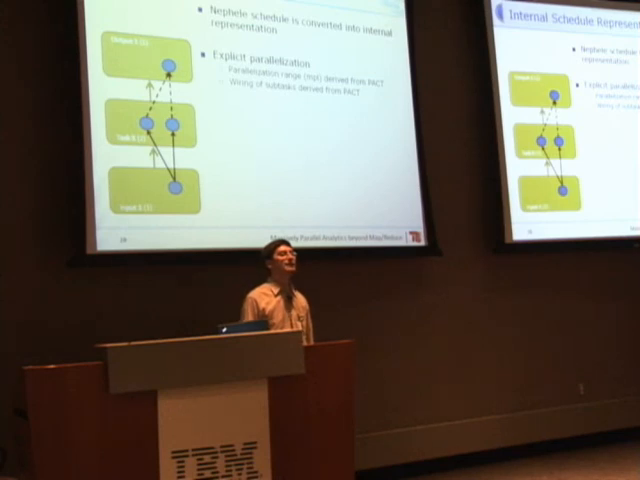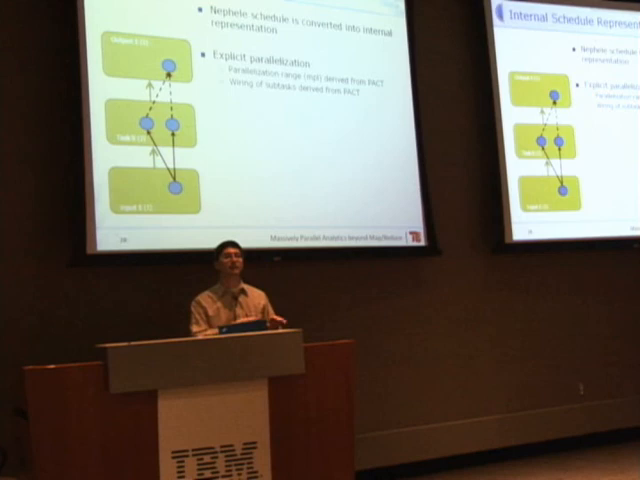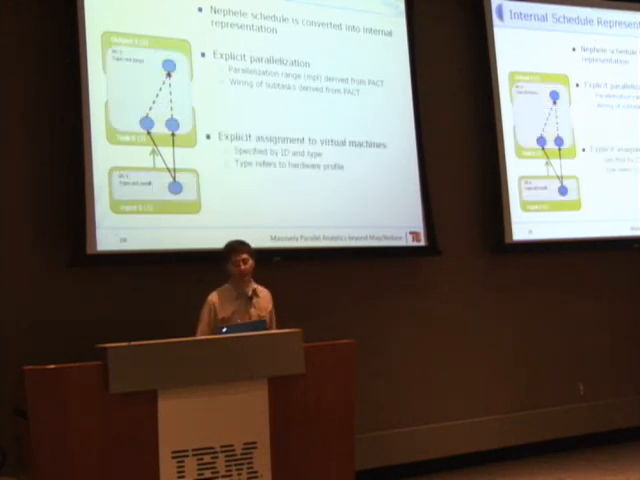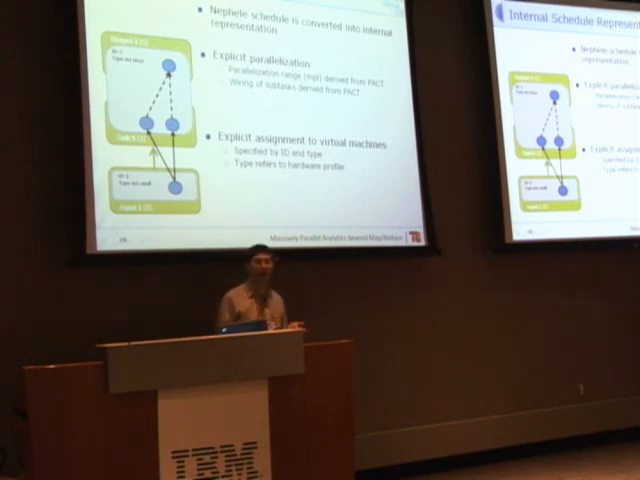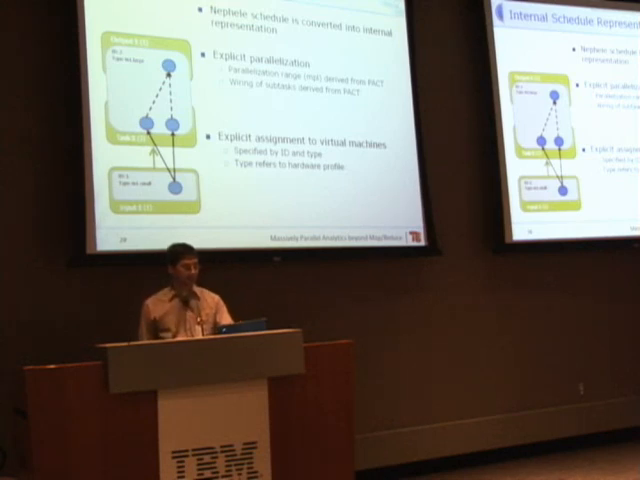And the nice thing is that this can even be done adaptively. Because we are adaptive, we can say, based on the input of the previous stage, we can actually determine the degree of parallelism. Then we do an explicit assignment to virtual machines. In this case, we have two kinds of virtual machines, some small machines and some large machines, so we can distinguish based on some machine type, which depends on a certain hardware profile. And that's then how the execution can take place.